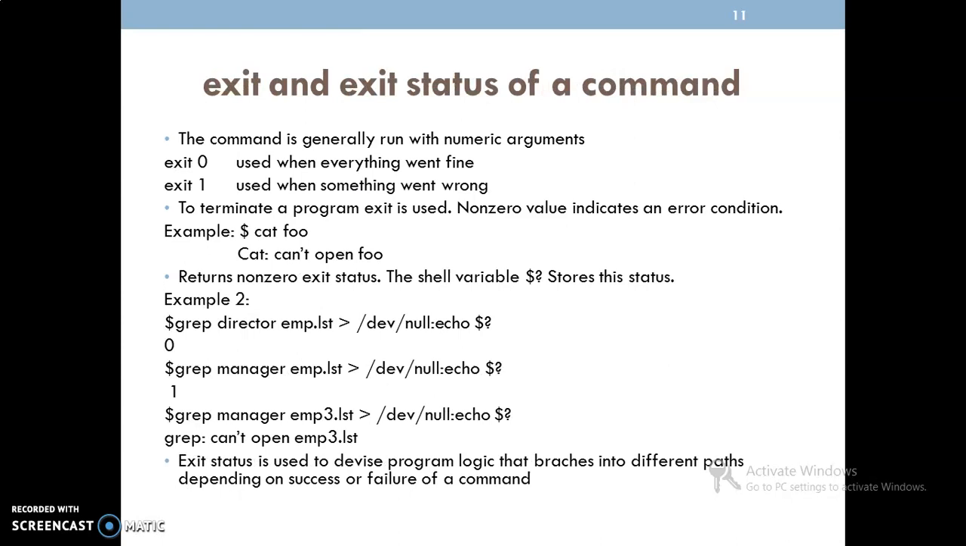Next, exit and exit status of the command. We wanted to fetch the previous command that we executed, with respect to that one. I wanted to fetch the status. If I am using exit status 0, that indicates everything is fine. If I am using exit with 1, something went wrong. So these are the 2 symbolic notations we are using with respect to the exit commands.